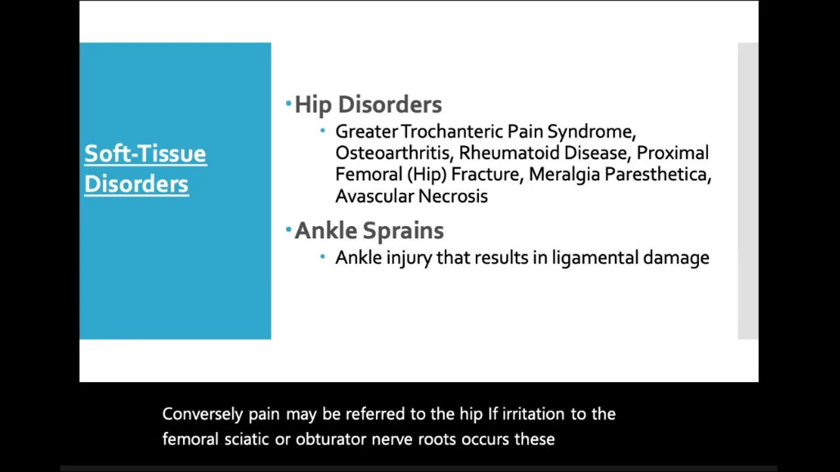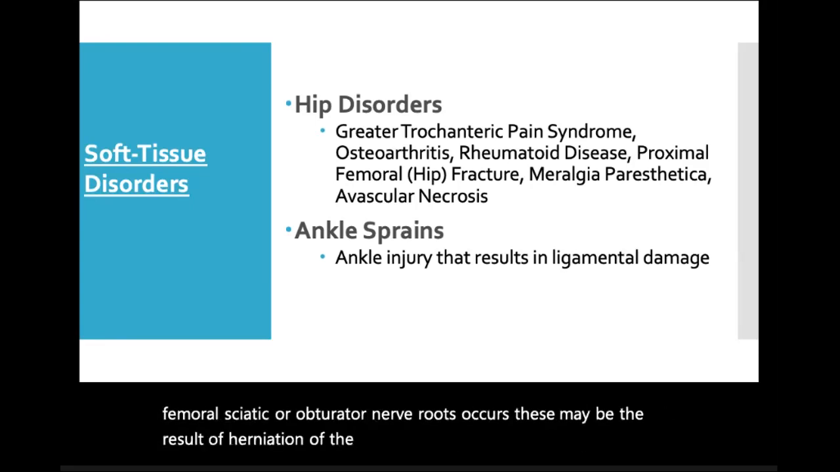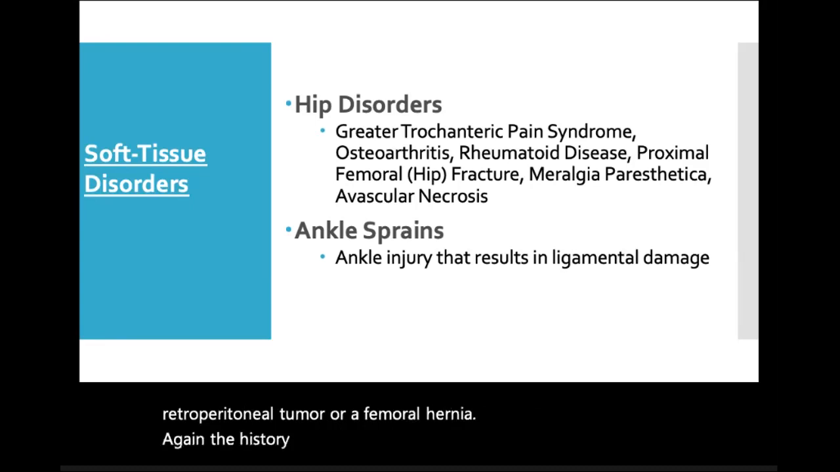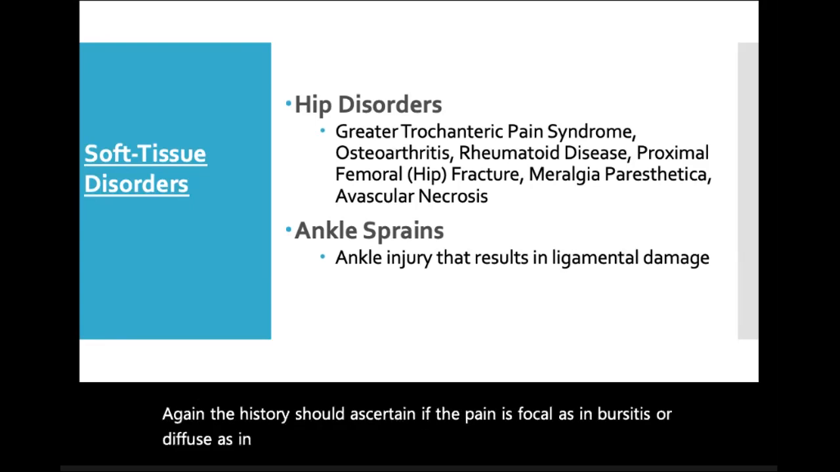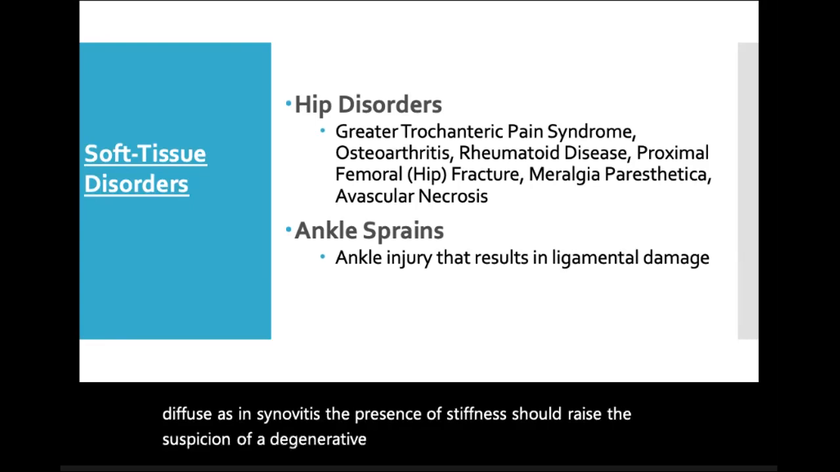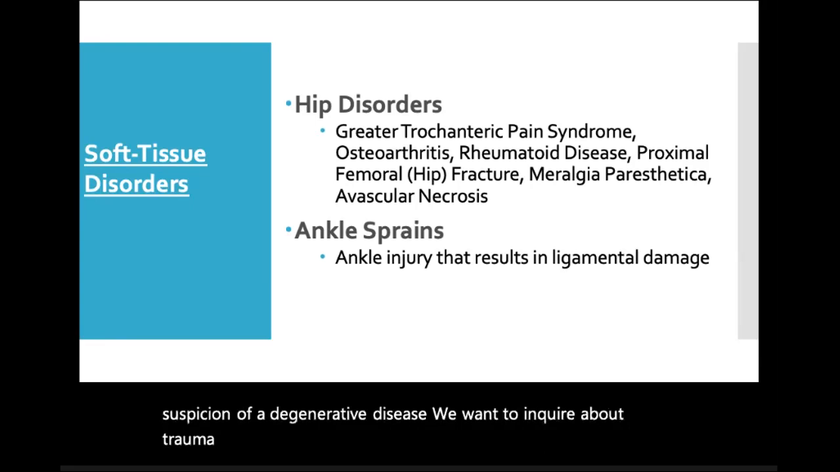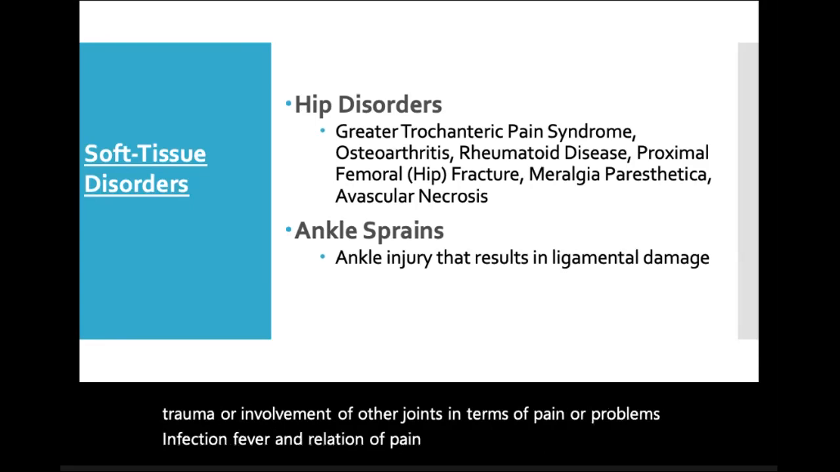These may be the result of herniation of the lumbar disc, spinal stenosis, a retroperitoneal tumor, or a femoral hernia. Again, the history should ascertain if the pain is focal, as in bursitis, or diffuse, as in synovitis. The presence of stiffness should raise the suspicion of a degenerative disease. We want to inquire about trauma or involvement of other joints in terms of pain or problems, infection, fever, and relation of pain to activity.